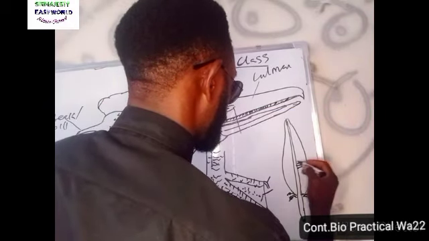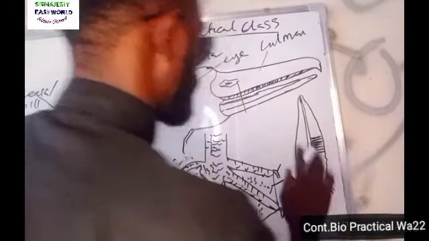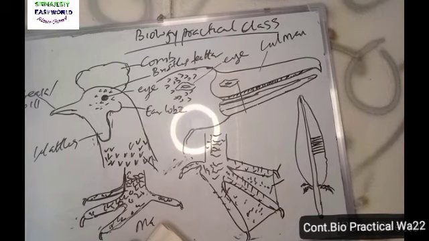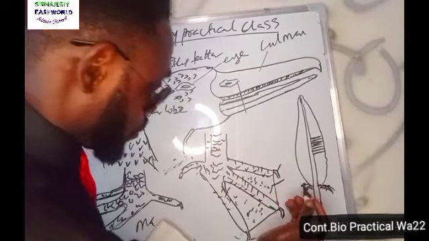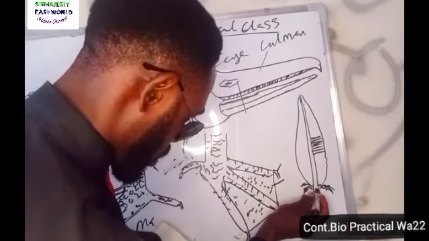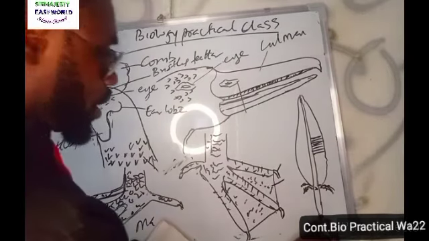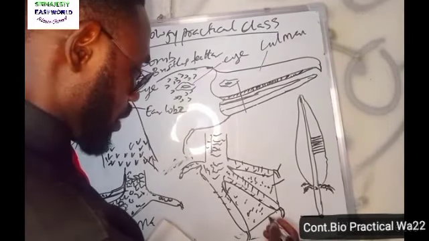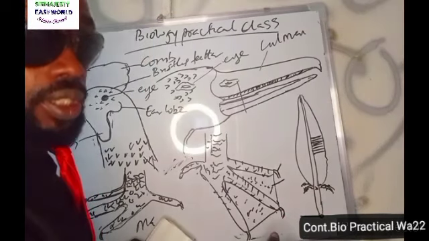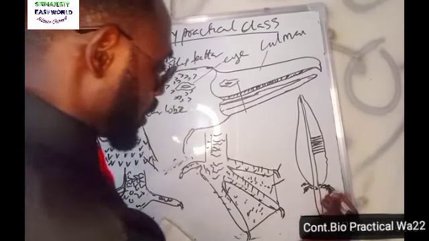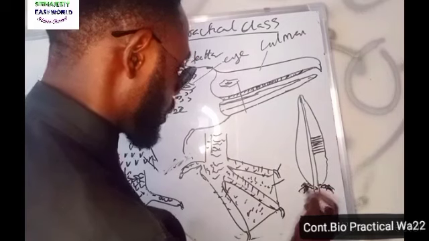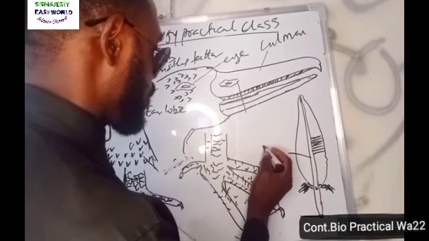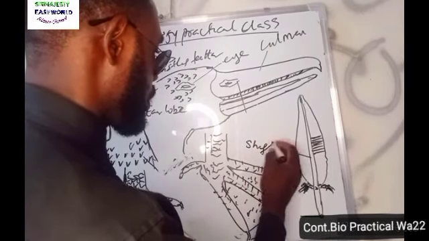Then if you don't have time, you must not go shading everything. You can just show something like this to enable you to label. Then you will also put your superior umbilicus. So here is the inferior umbilicus. Inferior in biology means lower. Then this one is the after shaft. Then here is the shaft or the rachis.